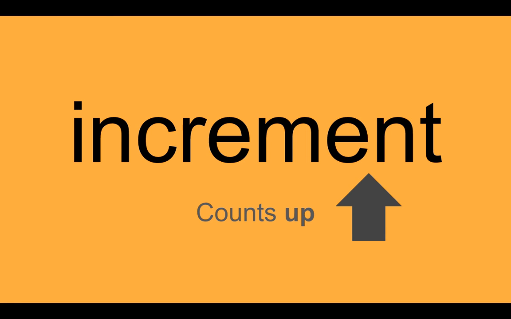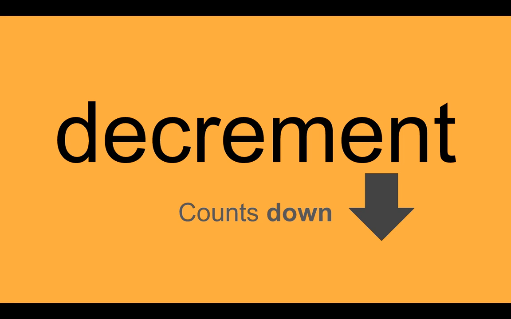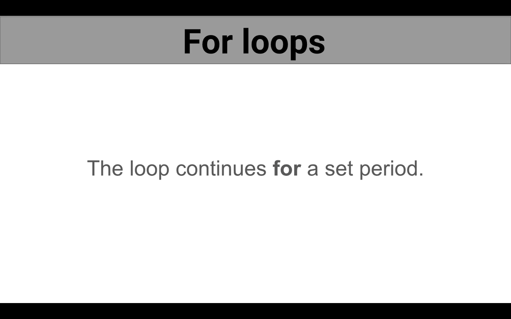So increment, you can make changes to your variable by making it count up or move up in some way. And then decrement is to go down. You can multiply, you can divide. There's lots of different ways to adjust your variable, but you're either going up or you're going down.